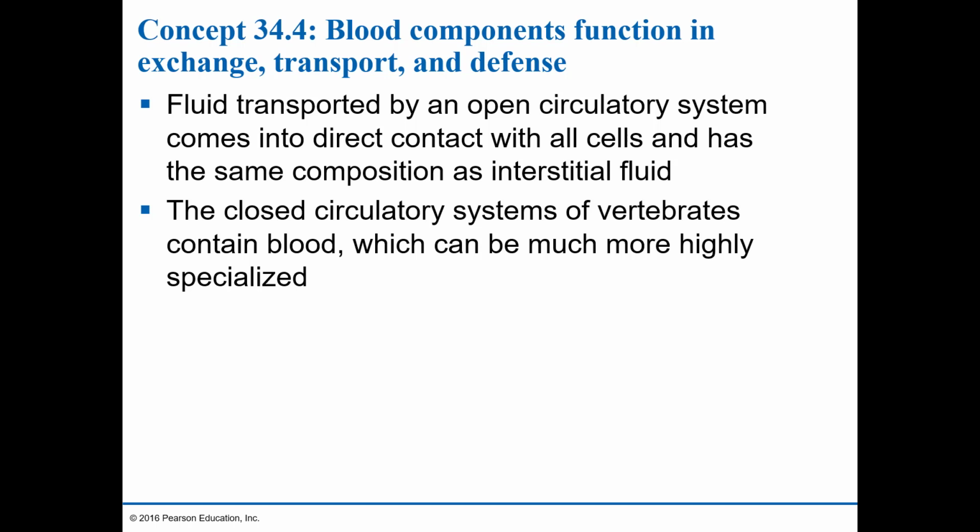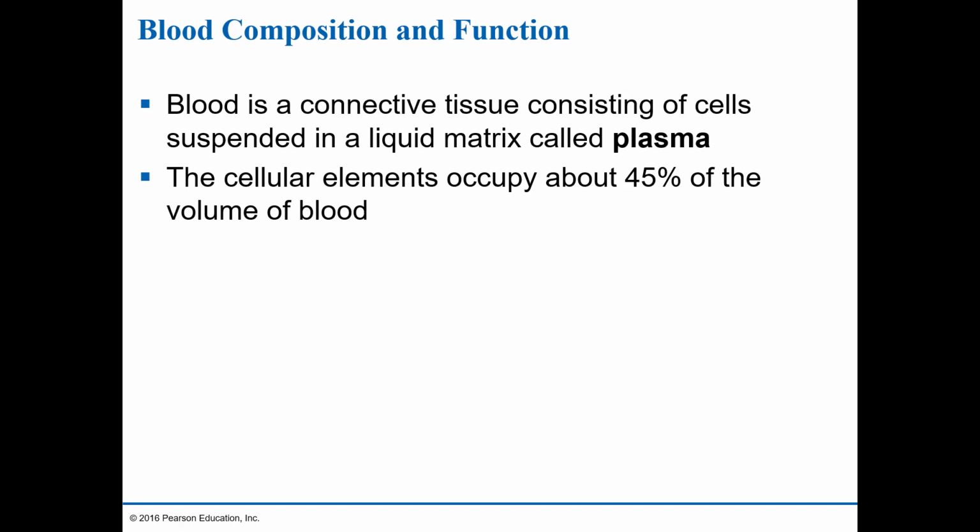Okay, so fluid transported by an open circulatory system comes into direct contact with all cells and has the same composition as the interstitial fluid. But in our body, our closed circulatory system, it's much more specialized. So blood is actually considered a connective tissue, and it consists of many different types of cells that we'll talk about, but it's sitting in this liquid matrix, or this thing that allows it to move around. And the matrix is the plasma. So there's plasma, within the plasma are the cells. The way that they move and the way that they stick together is through this plasma.